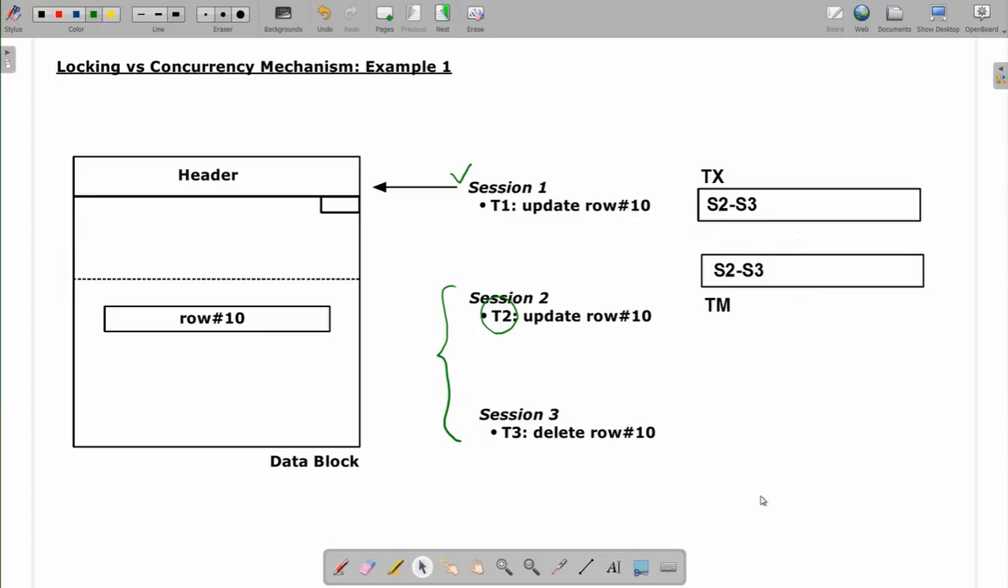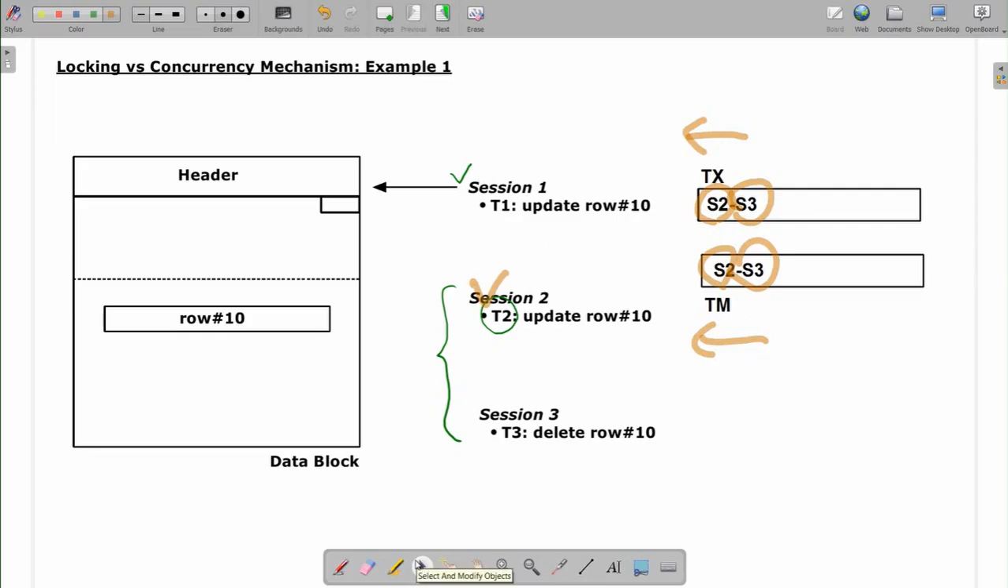So once session 1 completes its transaction, then, based on the first in, first out algorithm, session 2 is served next. And when session 2 completes its operation, session 3 will be served. So that's a simple example.